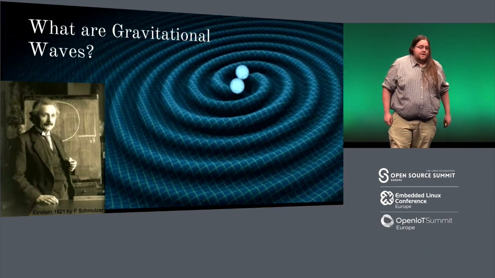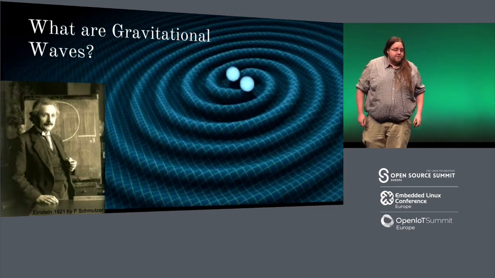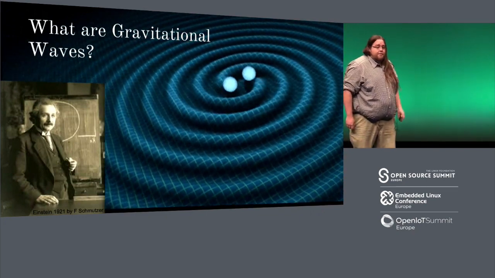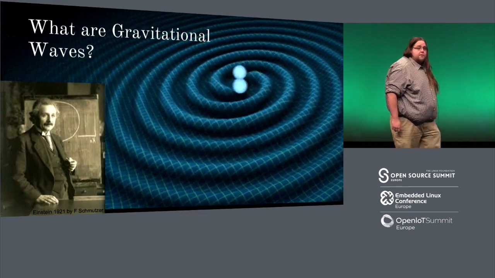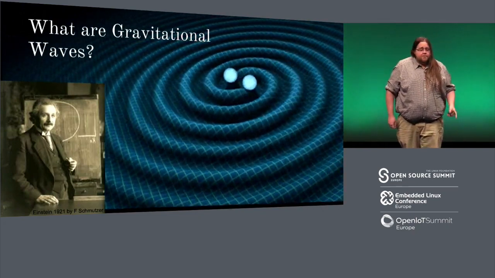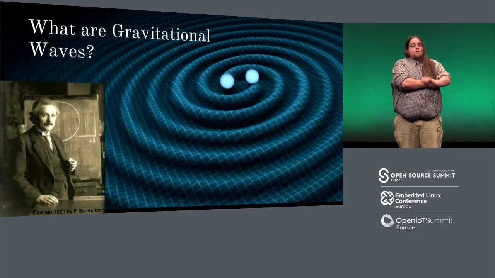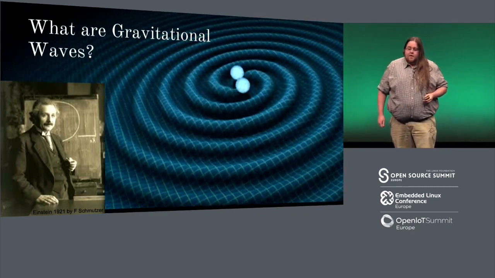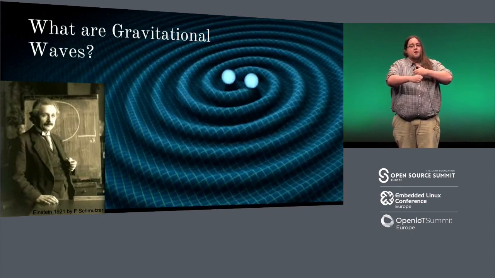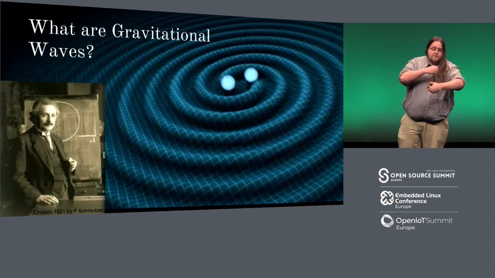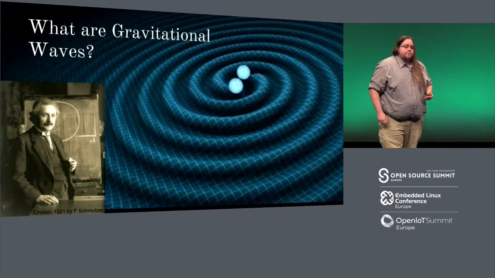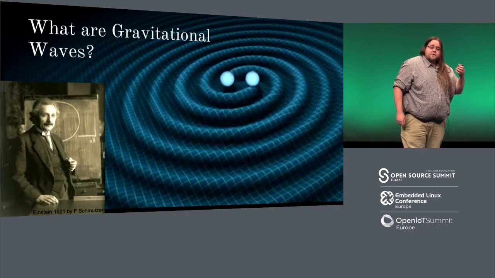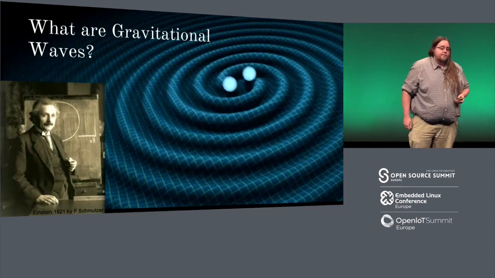First of all, what are gravitational waves? I don't expect everyone to be familiar with this, but just over 100 years ago now, Albert Einstein first proposed general relativity, and one of his early predictions was the concept of gravitational waves. What happens is that you have masses that orbit or rotate around each other, and they will produce radiation in a very analogous way to how charges produce electromagnetic radiation. So it's a very similar concept.